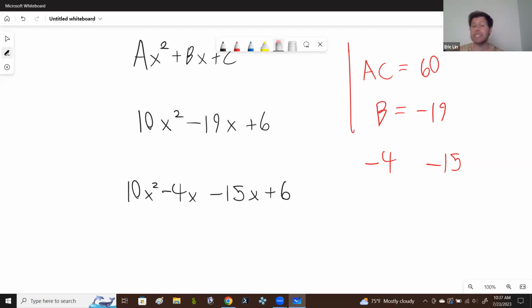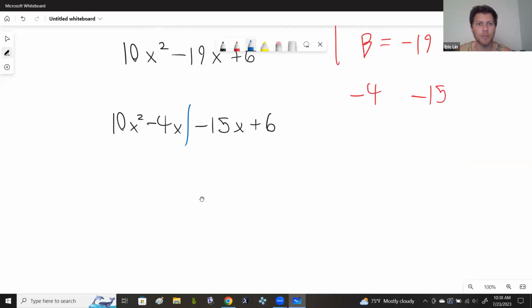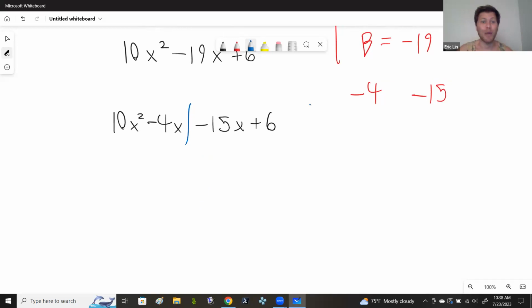So from here, it's not exactly obvious what we should do. However, I'm going to go ahead and split this up. I'm going to look at the front half and the back half as if they're two separate two-term binomials. So I'm going to look at just 10x squared minus 4x by itself, and I'm going to look at just negative 15x plus 6 by itself. I'm not going to do anything else. So I should probably also give myself a little bit more room. I do not use the space on this infinite whiteboard effectively.